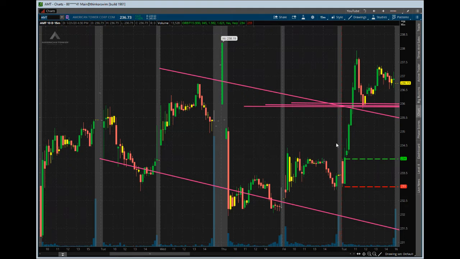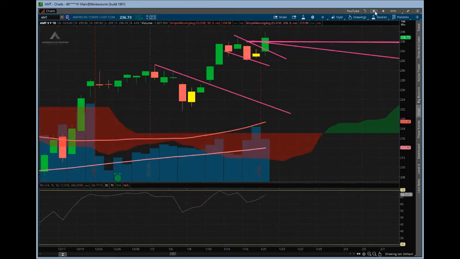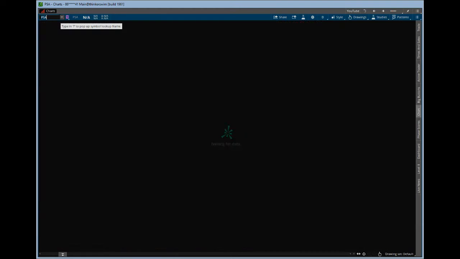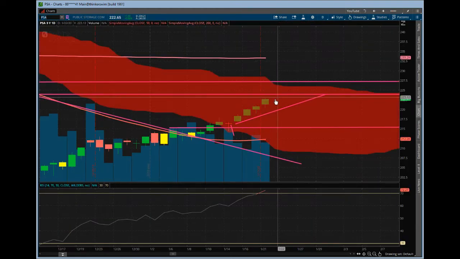So Shirley sent a few in via email, so let's go through those real quick. Let's take a look at the daily charts and see what we have on the list here. So PSA, this is a nice one. This is one that we've looked at in our group a little bit right here.